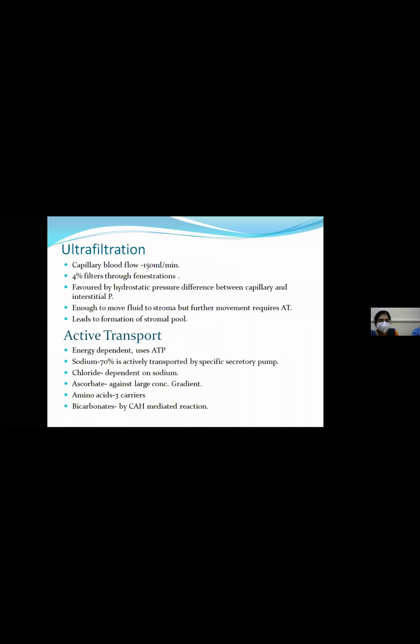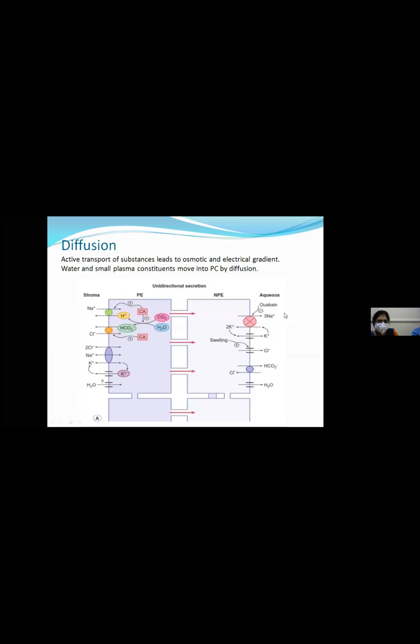Active transport is an energy dependent process and it uses ATP. 70% of sodium is actively transported by a specific sodium potassium secretory pump. The transport of chloride is dependent on sodium, and bicarbonate also follows. So here there is a concentration gradient and so the water also follows. As the active transport leads to the formation of an osmotic and electrical gradient, water and small plasma constituents also move into the posterior chamber by diffusion.